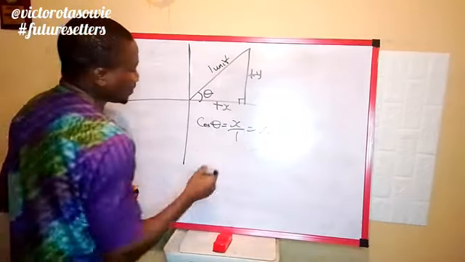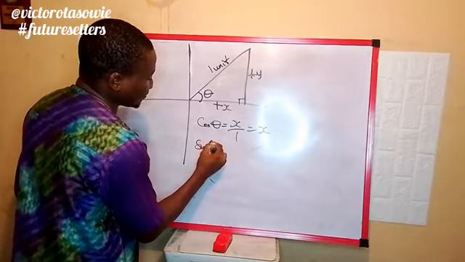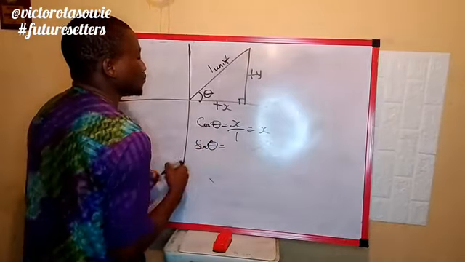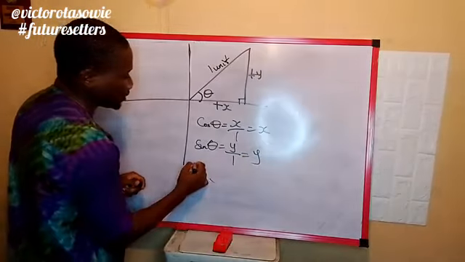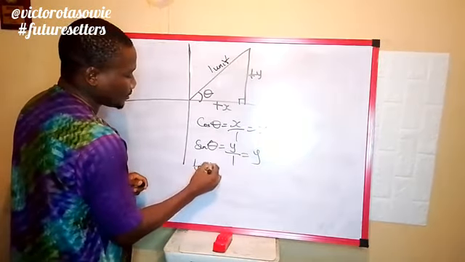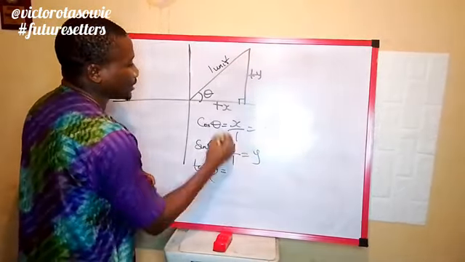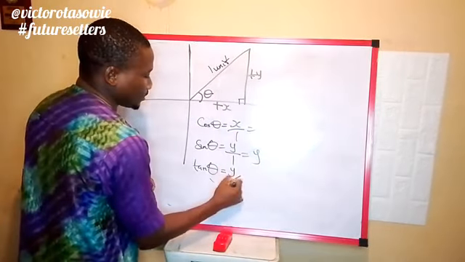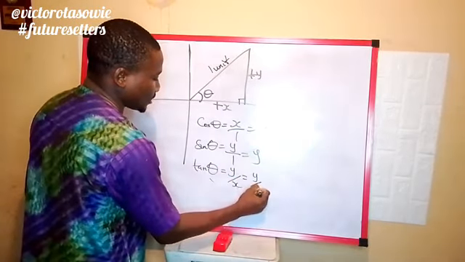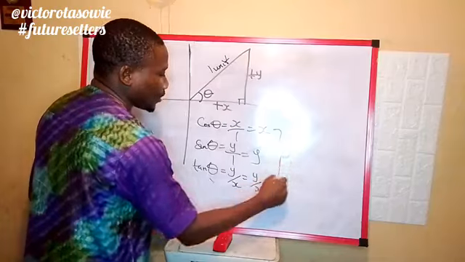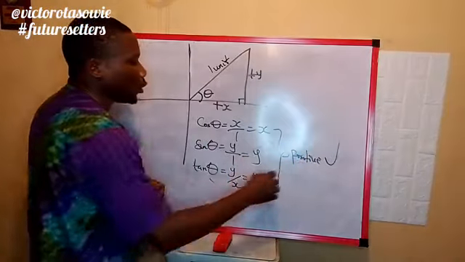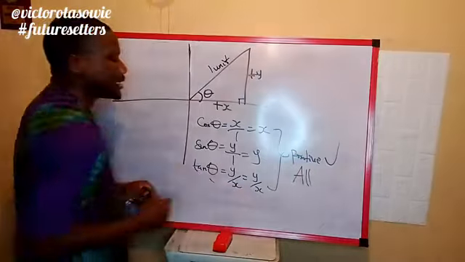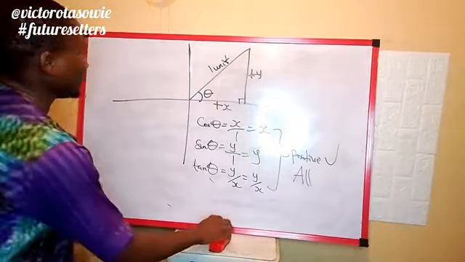Is x not positive? Yes, x is positive. In this case, sine theta will give us opposite over hypotenuse, y over 1, which is what? Y. That is also positive. Tan theta will give us opposite over adjacent, y over x, and y over x is what? Positive. So all these are positive. So this indicates that we are good to go in the all aspect. When we said all, all the sides are positive.